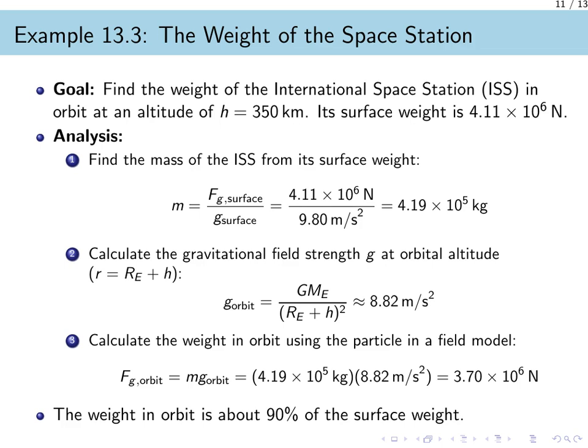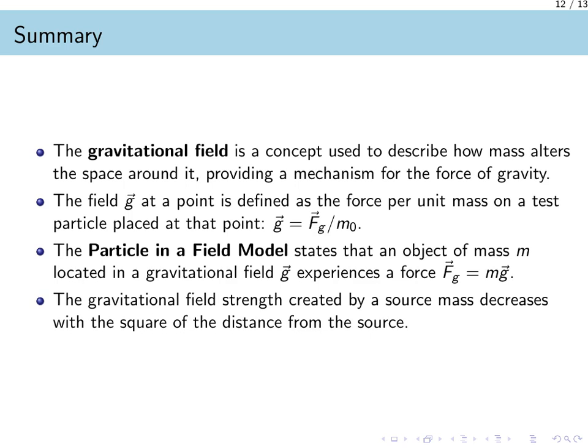Let us now summarize the key ideas related to the gravitational field. The central concept is that any object with mass alters the space around itself by creating a gravitational field. This field provides the mechanism through which the force of gravity acts at a distance. We define this field vector, g, at any point in space as the gravitational force, Fg, experienced by a test particle divided by the mass of that test particle, m0.